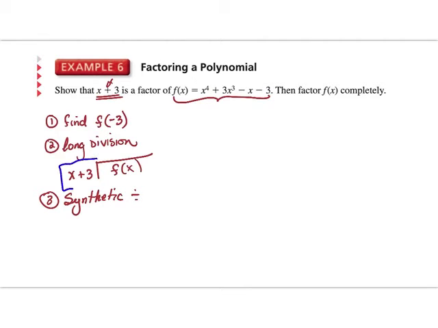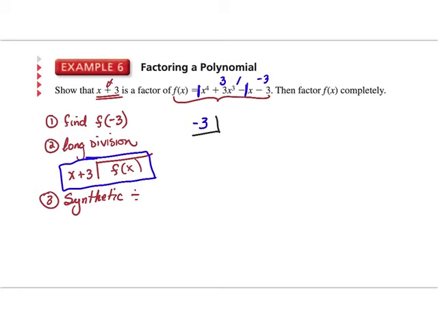When we're doing synthetic, we're still doing this division problem, but this is just a shorter way to do that division problem. We put negative 3 in our box, always the opposite sign. Let's find our coefficients here. We have a 1 in front of that. Here's a 3. Here's a negative 1. And here is a negative 3. Okay, and it goes in descending order.